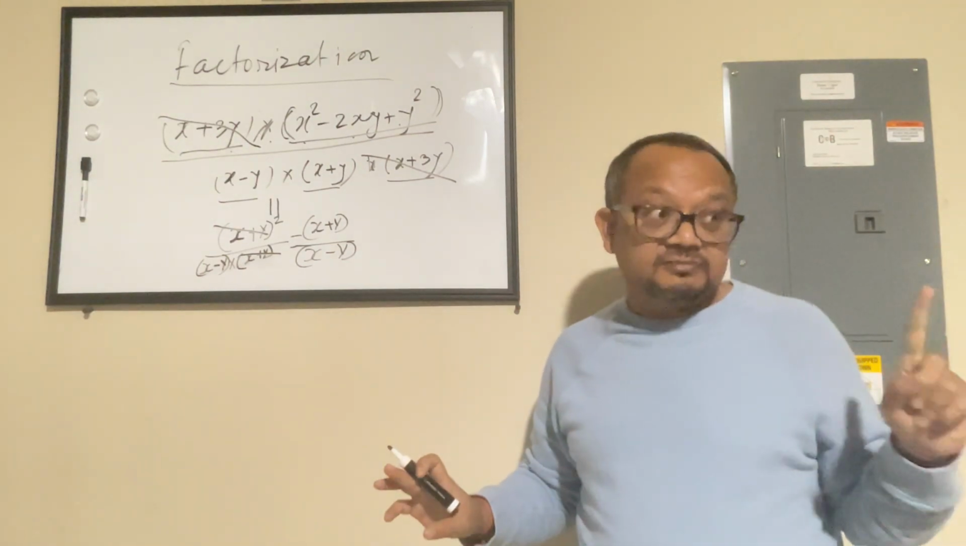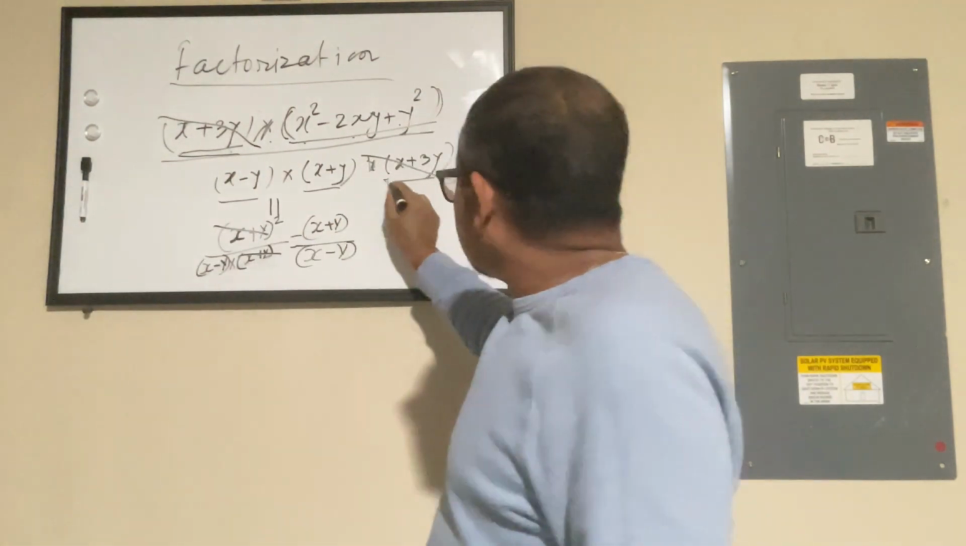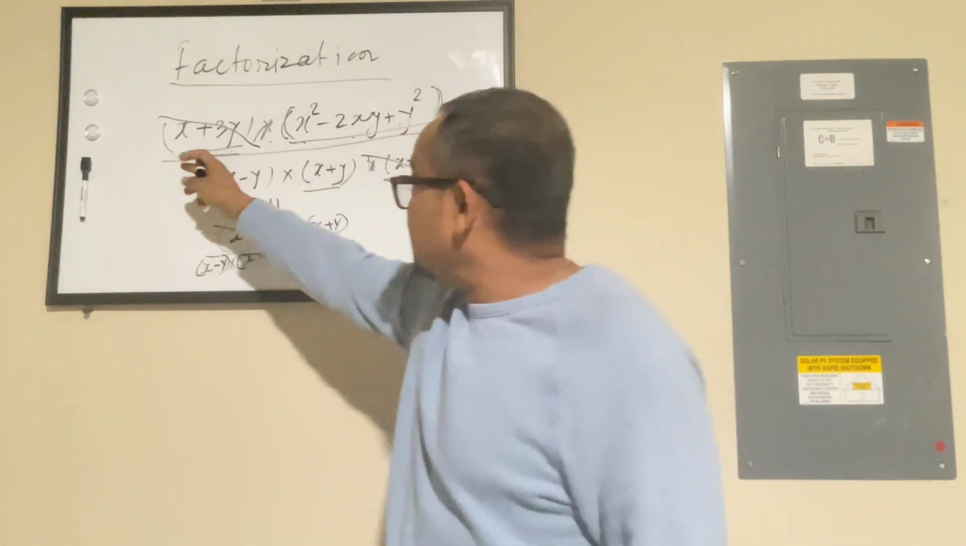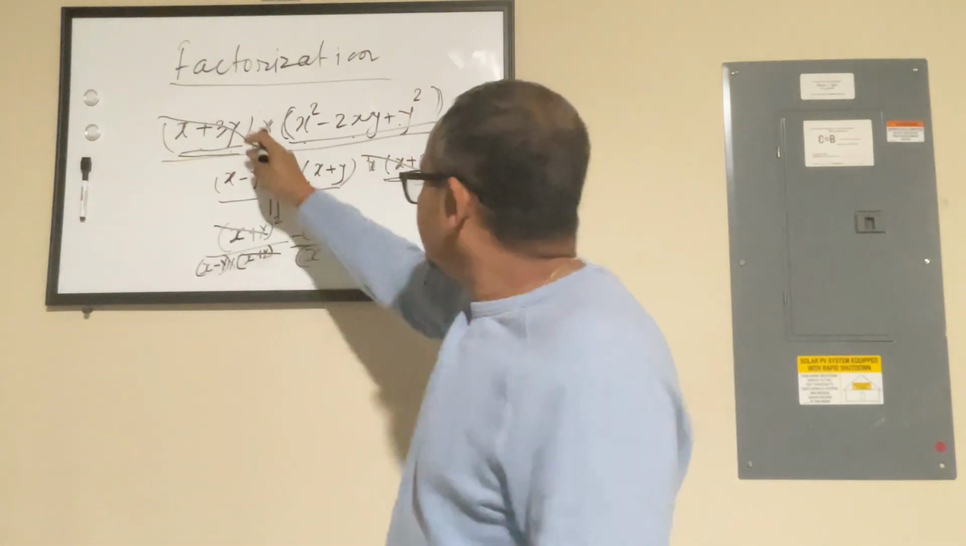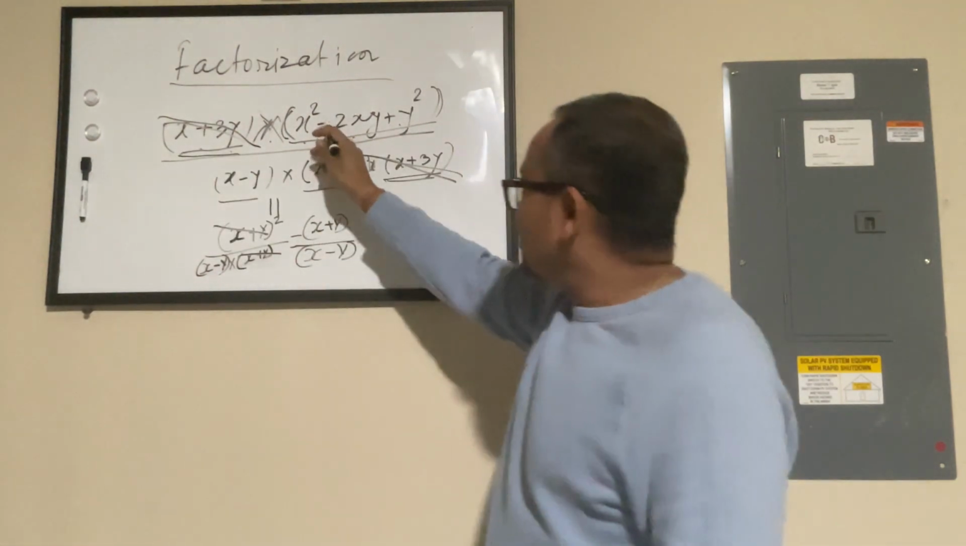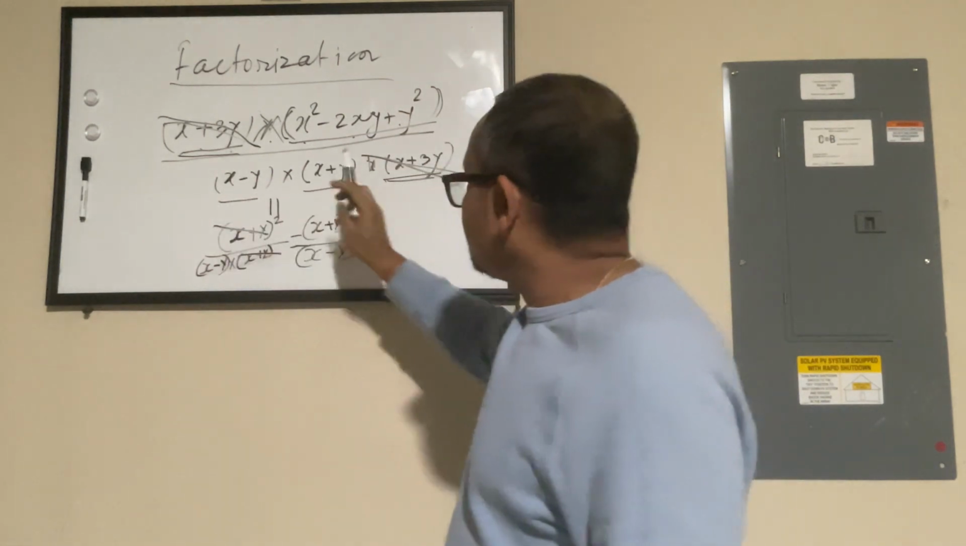Here, this is one thing that Advik observed very quickly after he saw this one. That yes, this is a case of tic-tac-toe. This is a multiplication, this is a multiplication, this is gone, this is gone. What we are left with is x squared minus 2xy plus y squared, divided by x minus y into x plus y.